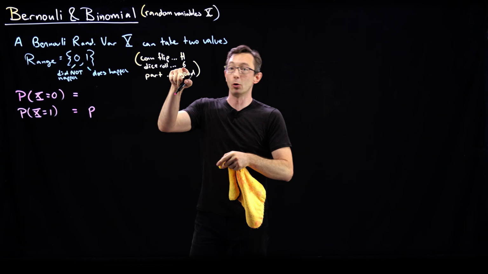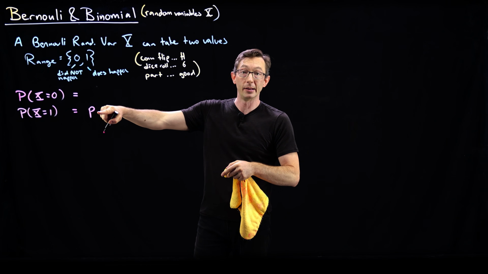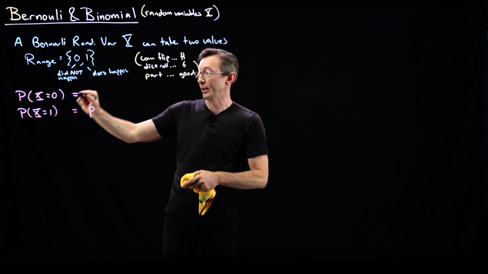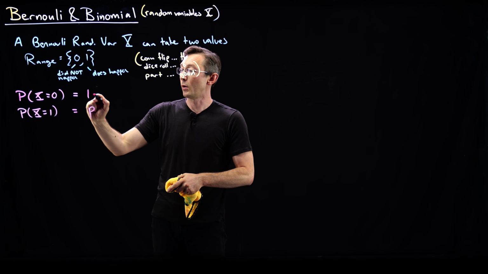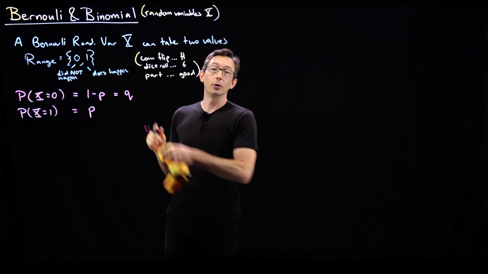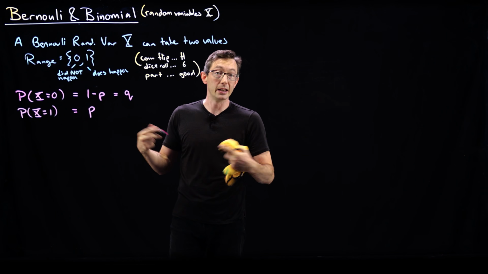In the case of a coin flip, P is 1/2. But in the case of my dice rolling a 6, P would only be 1 in 6. The probability of my event not happening, X equals 0, is 1 minus P. And sometimes we're going to define that to be equal to a variable called Q. So P plus Q equals 1.